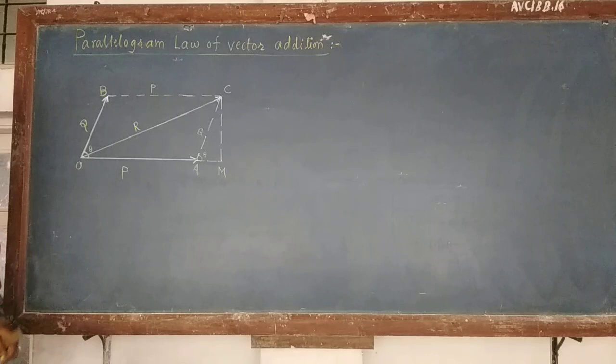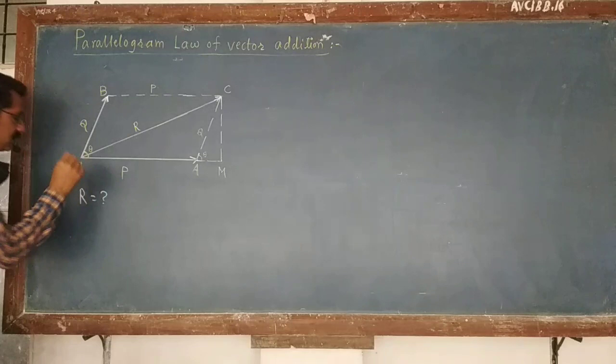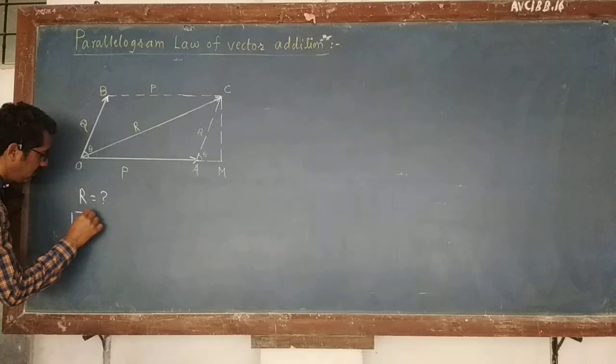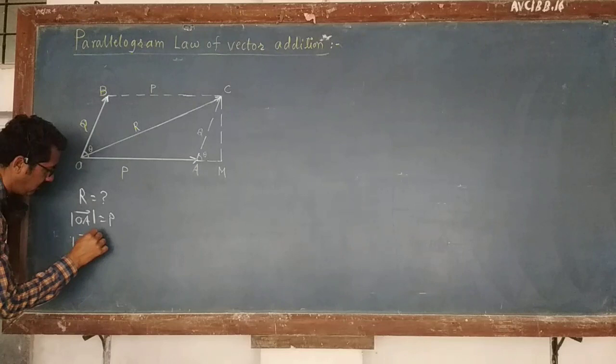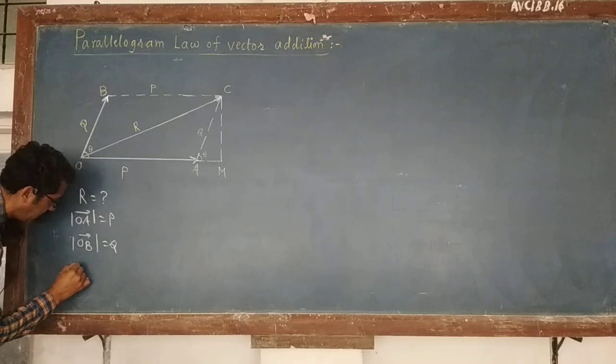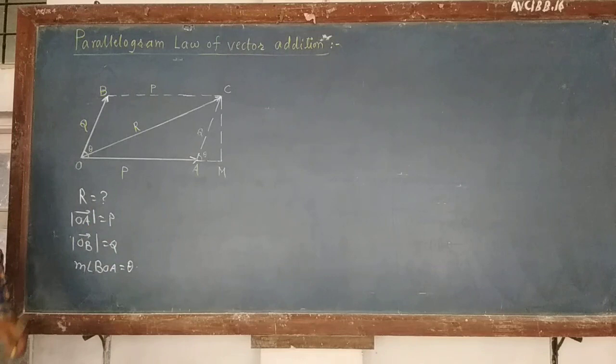What is my task? My task is to find the value of R. What is known to me is that the magnitude of vector OA is equal to P, the magnitude of vector OB is equal to Q, and the angle BOA is equal to theta. This is known to me. Now I will start with the geometry of this.